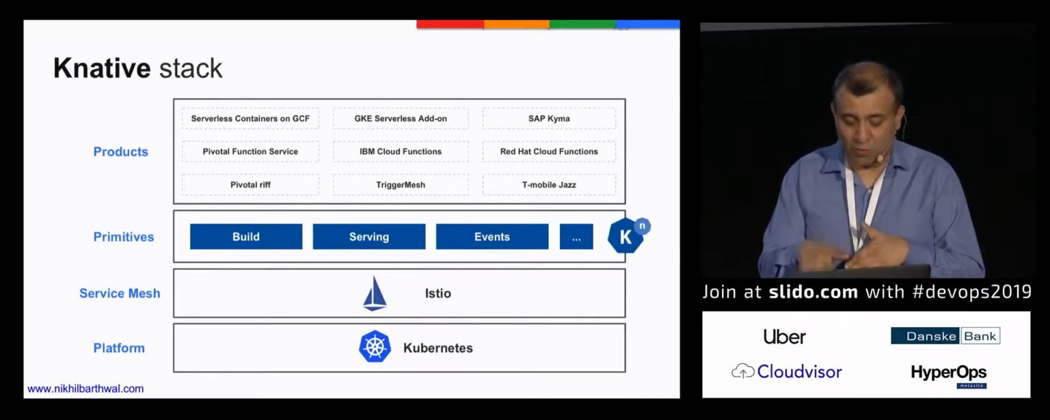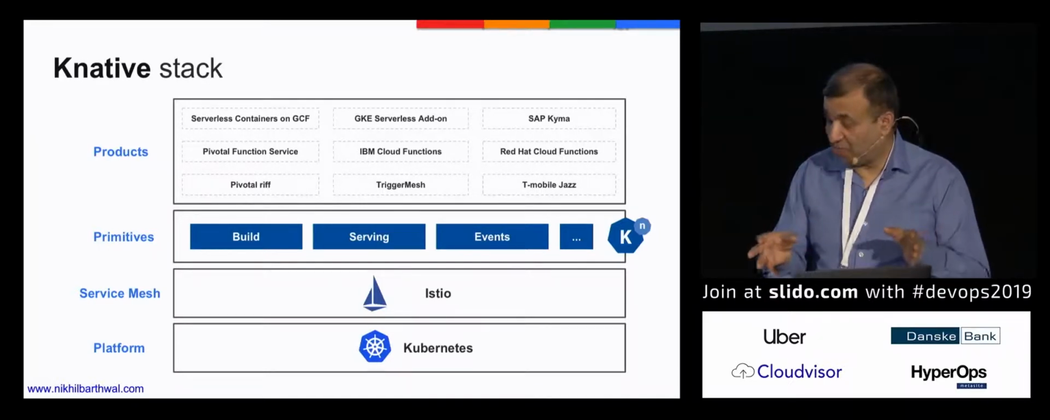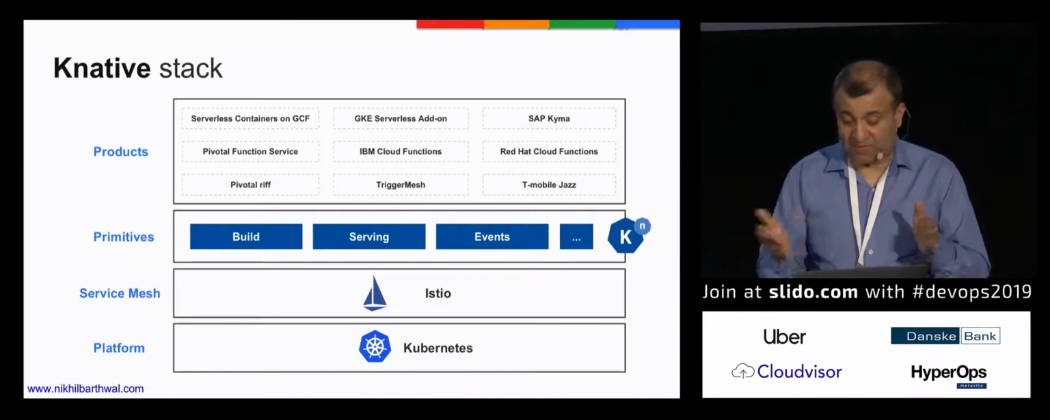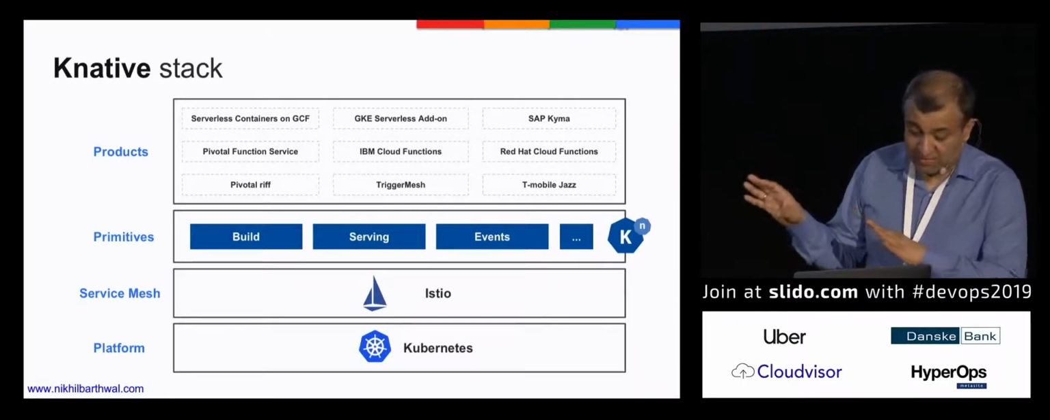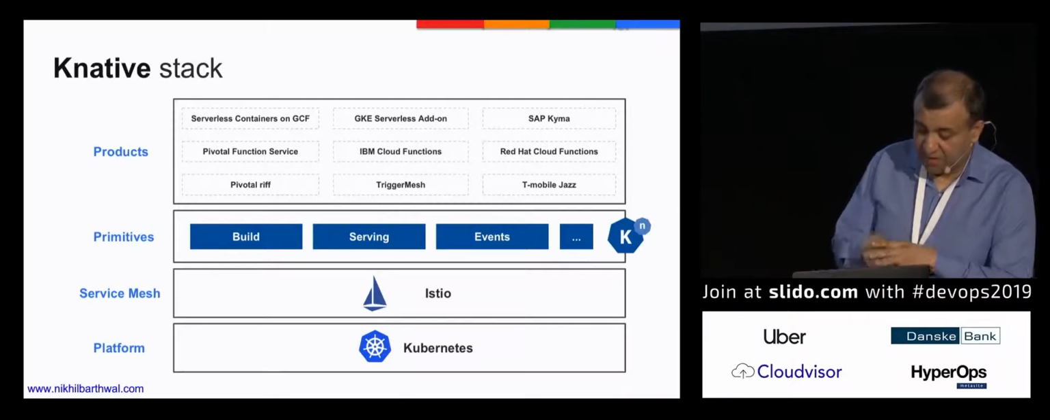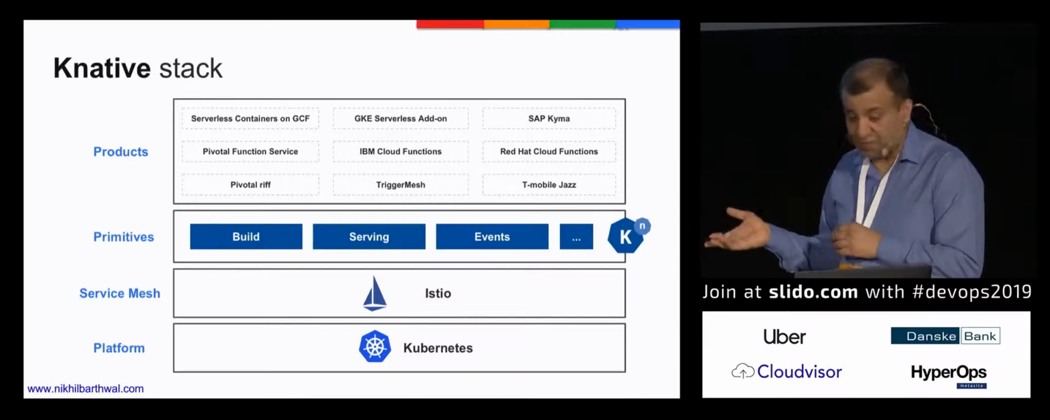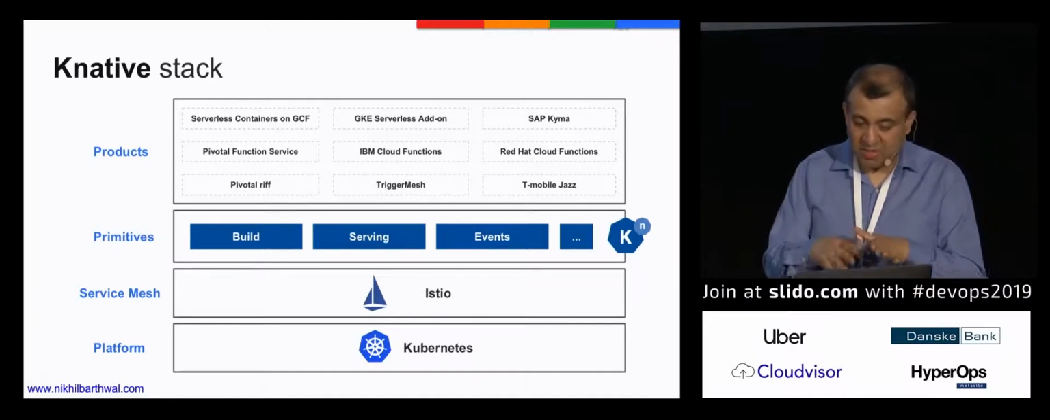If you don't want to use Istio, which is the default service mesh, you can actually replace it with something else. So the standard stack would look like this. You would have Kubernetes, right? Then we have Istio, which is a service mesh. And then you have the three main primitives of Knative. So you have build, serving, and eventing.